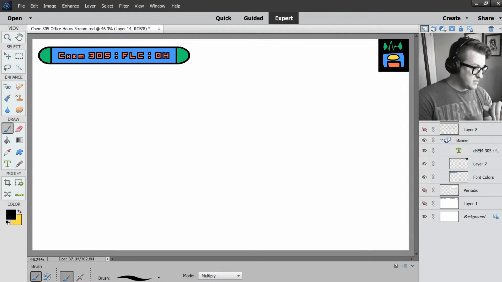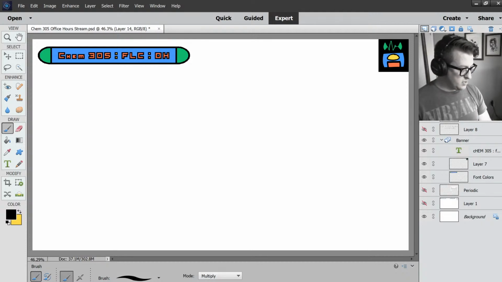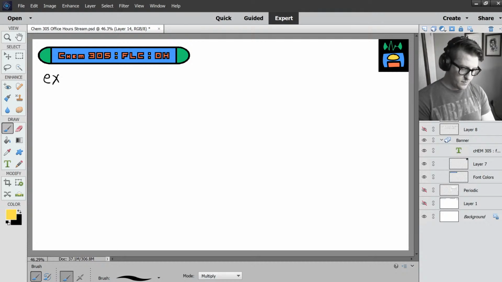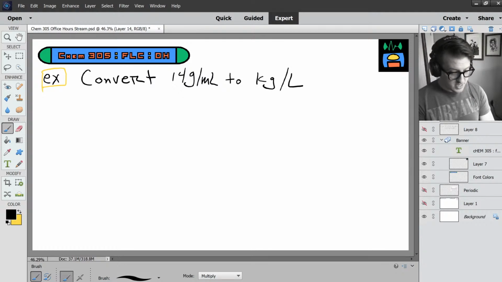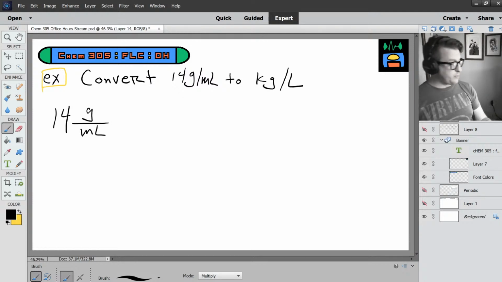Okay, so let's start hitting these one at a time. We did Q7. Next, can I show an example of converting grams per milliliter? I sure can. So let's do a problem. Let's convert 14 grams per mil to kilograms per liter. All right, this one's going to be a little funky because we've got to do two things. We've got to convert both our numerator and denominator.